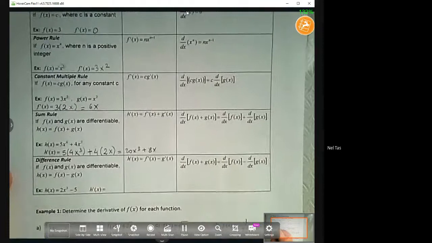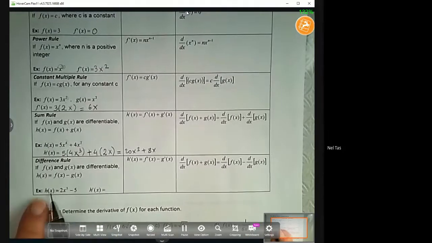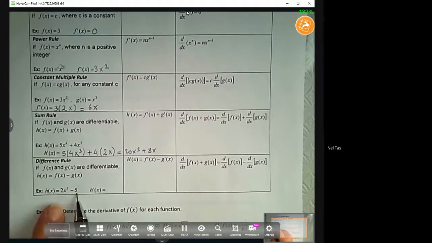The next rule is difference rule. Again, f of x and g of x are differentiable. So if you have h of x equals f of x minus g of x, then the derivative will be f prime of x minus g prime of x. So let's say you have h of x equals 2x cubed minus 5, where f of x is 2x cubed and g of x is 5.